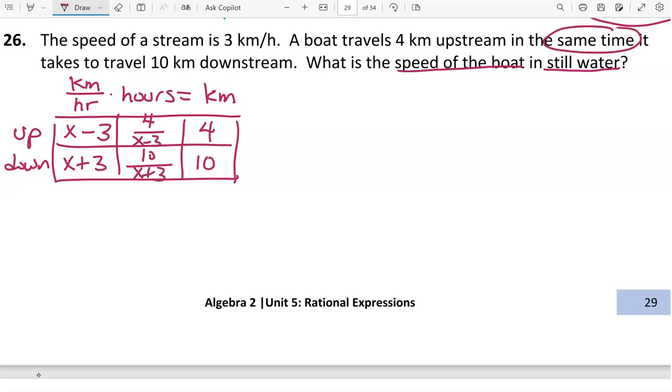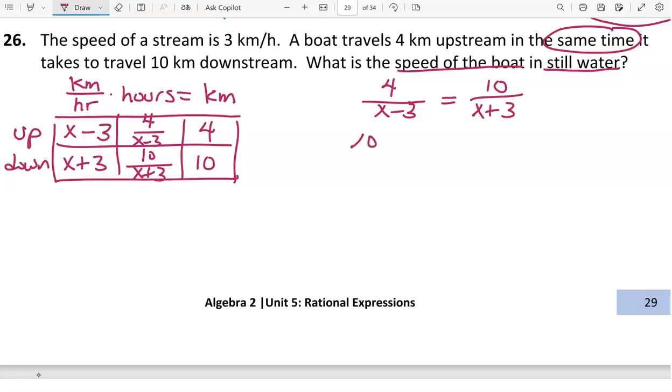And it tells us that the times are the same upstream and downstream. That means that they are equal. So 4 divided by x minus 3 is equal to 10 divided by x plus 3. When you have a proportion, which is two fractions that are equal to one another, you may do one of two things. You may multiply it through by the least common denominator, or you may simply write the effect of doing that, which is called cross multiplication.